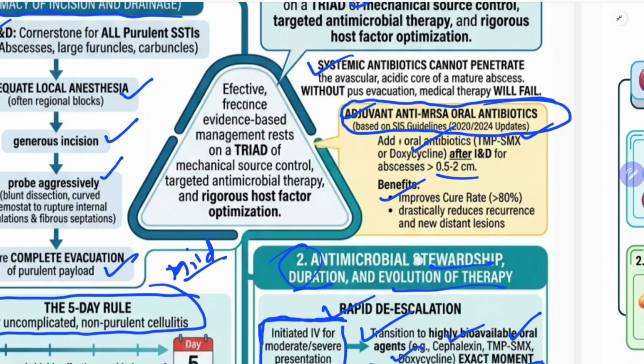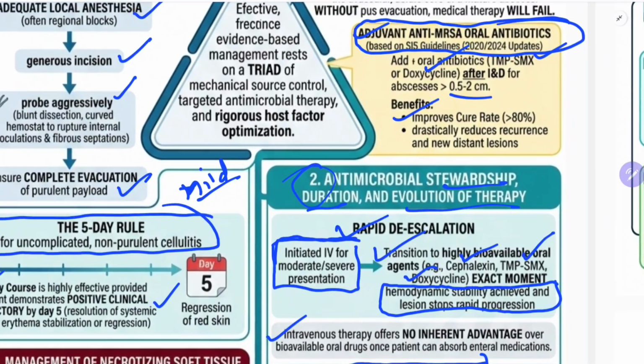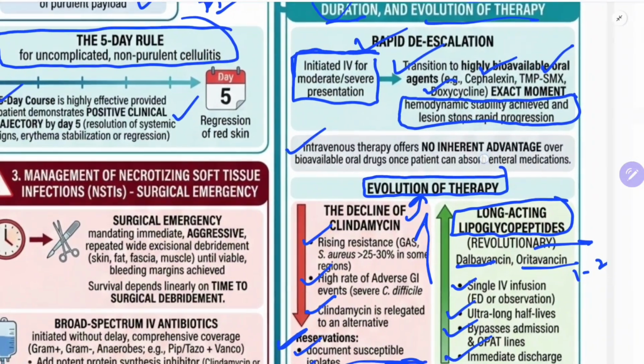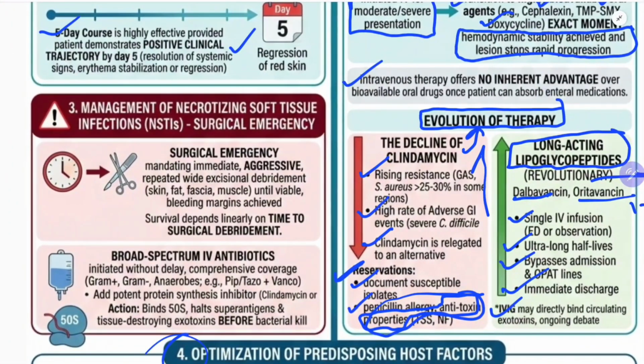Similar to mild, uncomplicated, non-purulent cellulitis. So as a supplement therapy you can use them, better in mild cases. But in moderate to severe cases, you need to start IV, and when you see a response, the patient becomes stable, is able to take orally, and the progression of the lesion is halted, then you can switch to highly bioavailable antibiotics like cefalexin, cotrimoxazole, or doxycycline. Clindamycin should be used for its antitoxin properties.